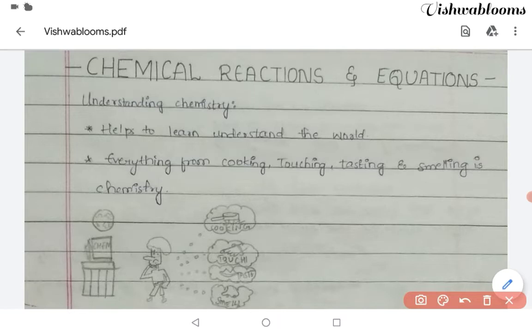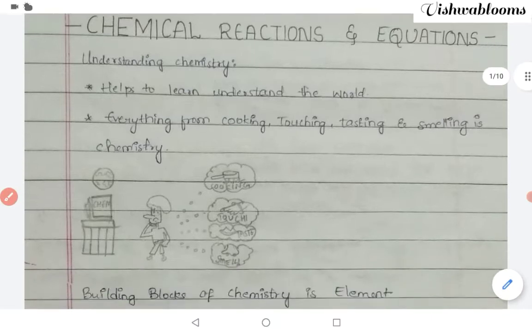Now first we should know why chemistry is very important. Why should we even understand chemistry? Understanding chemistry will help us to understand the entire world. Everything from cooking, touching, tasting, smelling, all these activities come under chemistry only. All this is chemistry only.